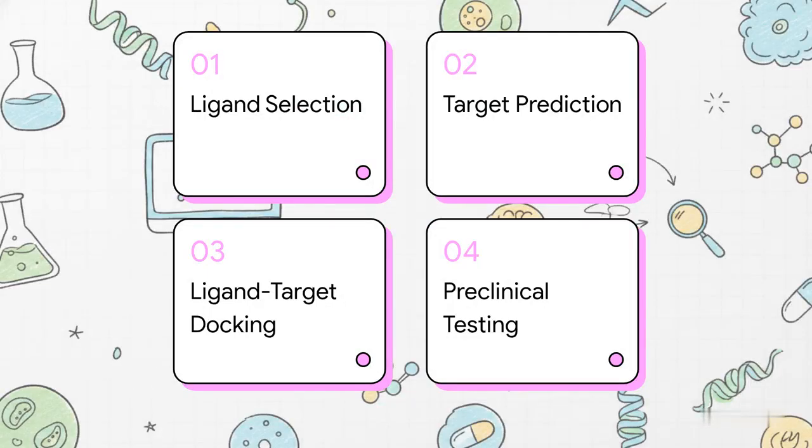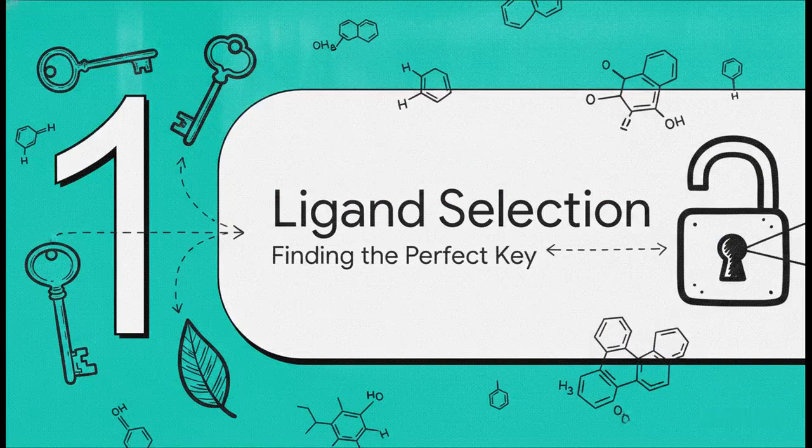Okay, let's dive right into this visual roadmap. To get from a massive database of raw chemicals to a functional drug candidate, there are 4 distinct steps we have to conquer. First up, ligand selection. Second, target prediction. Third, ligand-target docking. And finally, preclinical testing.